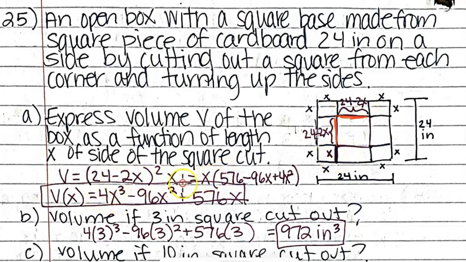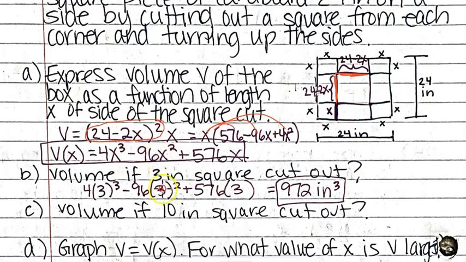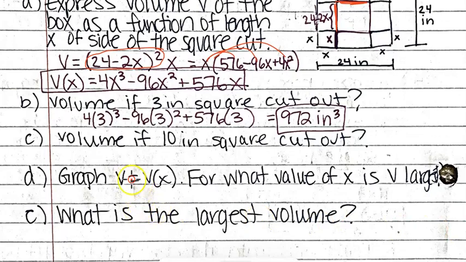So all I then did, I squared this guy, so foiled it out, which gives me this. Then I distributed my x, and then I simplified it. So this is my volume function. Part B, part C are plug and chug. Take this function, plug in 3 and simplify. Plug in 10 and simplify. Then D and E using your graphing calculator.